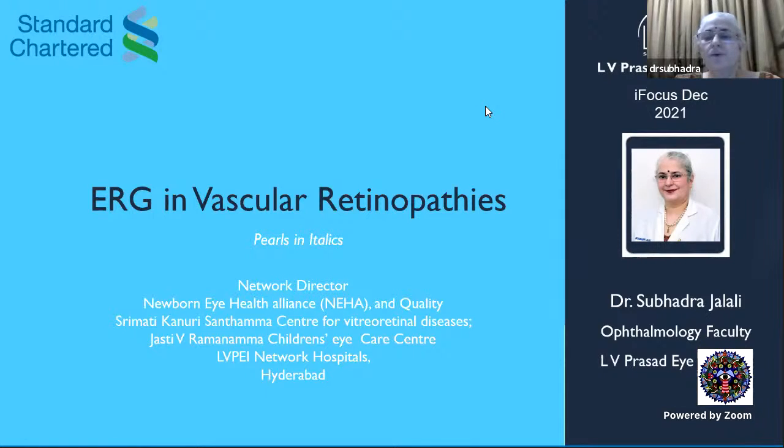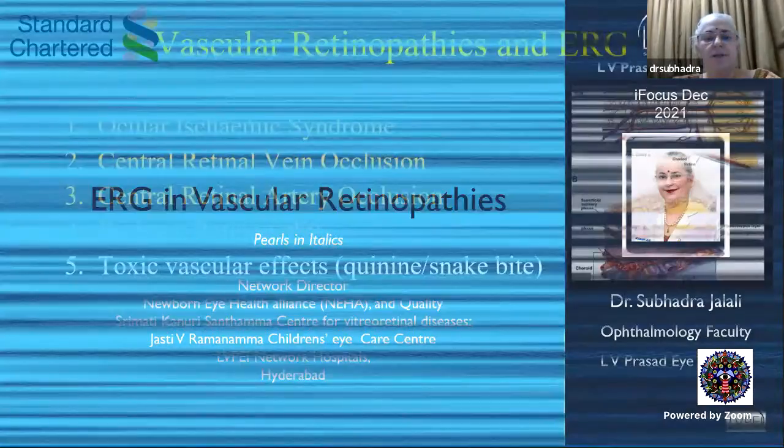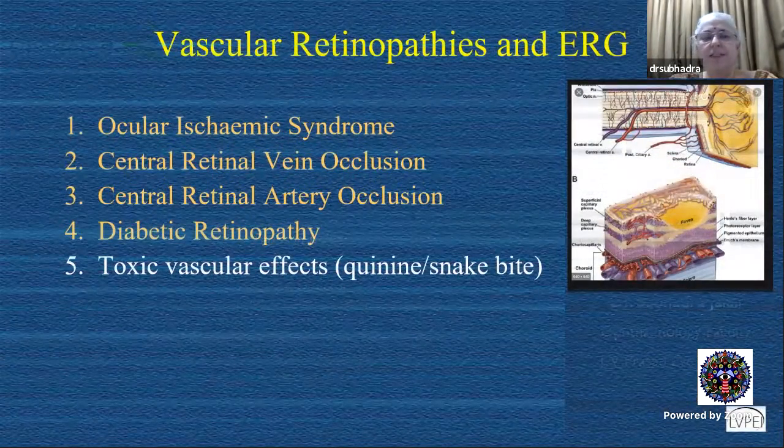So far, most of the talks that we've had are on retinal dystrophies, and people think that ERG is only for retinal dystrophies, but as I had told yesterday, ERG and all this electrophysiology actually tells the function of all the cells in the retina and the optic nerve. So it is useful for studying the function in any disorder. Let us look at the vascular retinopathies and ERG.